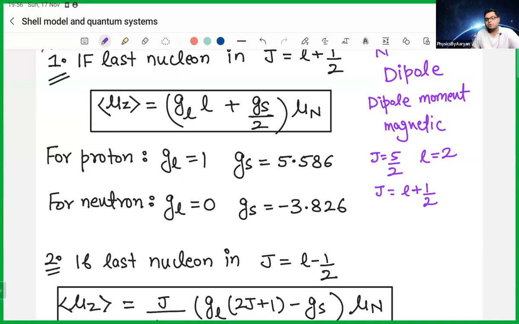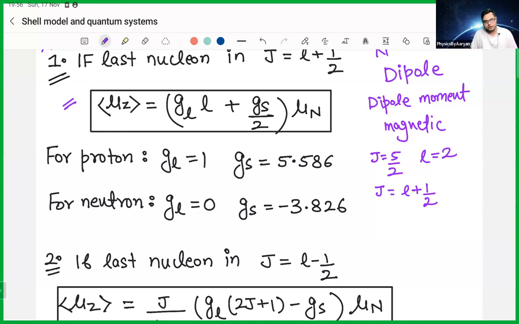So first of all, we have to understand the situation. We made a shell model. We focused on the last nucleon, and then we use this formula to find the magnetic moment. The formula is g_L into L plus g_S by 2, into mu_n. Mu_n is the basic unit. We don't have to put in the value of mu_n.